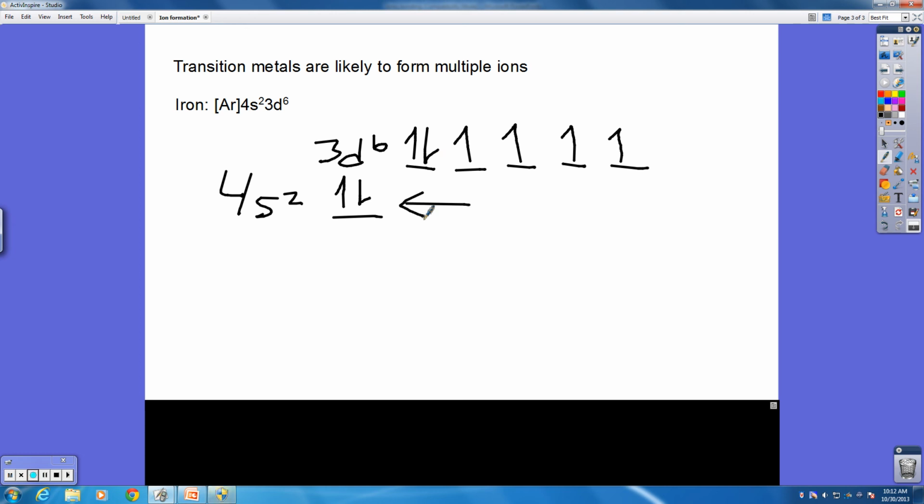So it's likely that iron is going to lose those 2 valence electrons. It is a metal, so it'll become a positive ion. And so if it loses those 2, we end up with Fe2+. But occasionally, iron is going to lose both of those plus this one up here in the 3d, because then that puts 1 electron in each of the d orbitals, and iron likes that a lot better. So occasionally iron ends up as a 3+ as well.